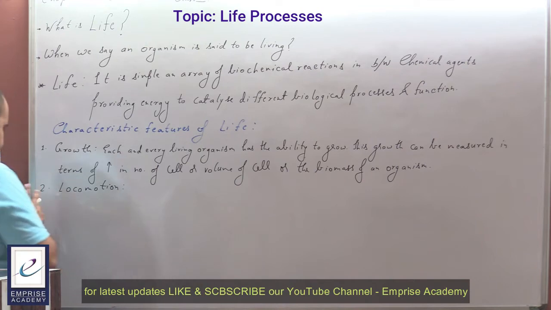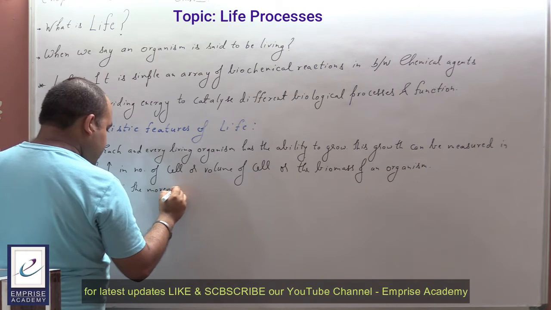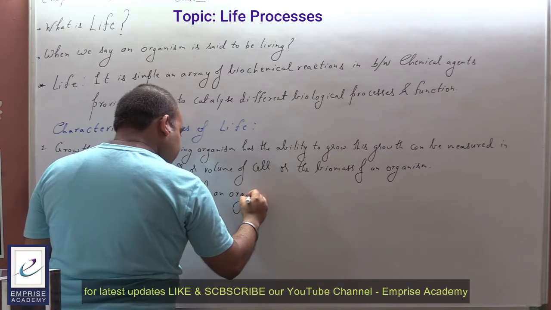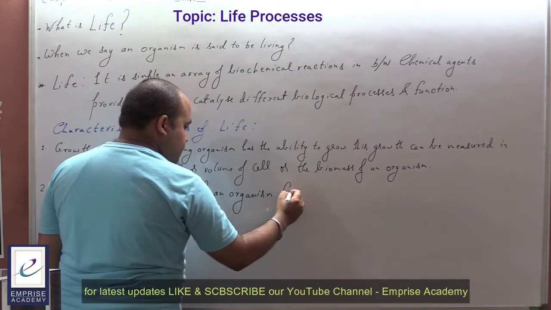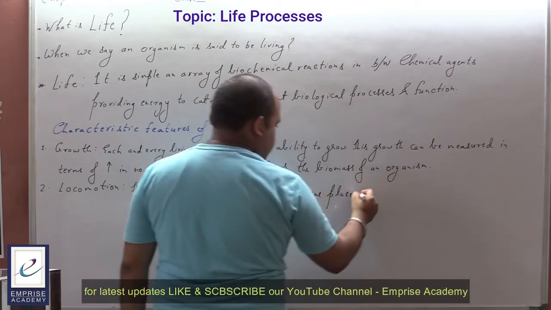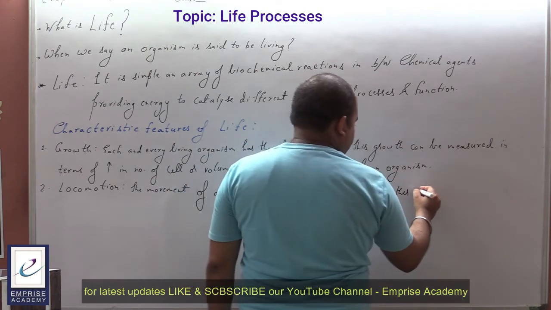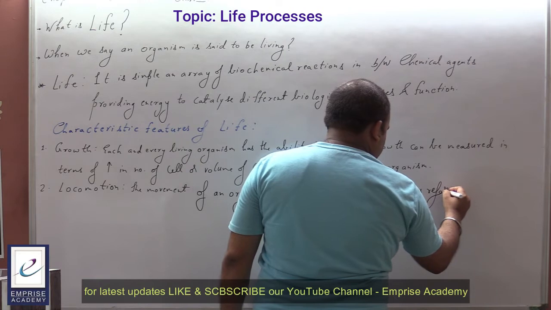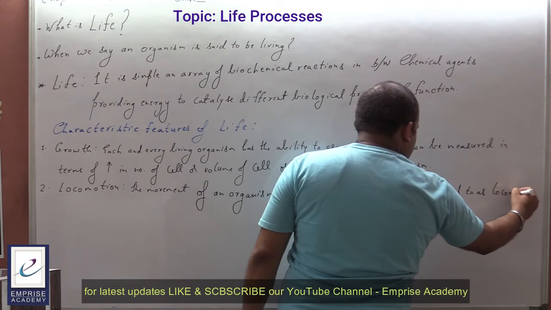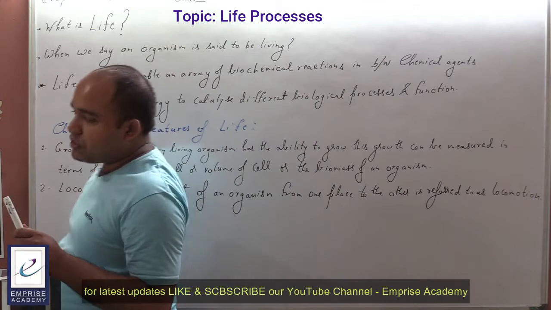So this is also an important characteristic feature. The movement of an organism from one place to the other is referred to as locomotion. Okay, the movement of an organism from one place to another is referred to as locomotion.